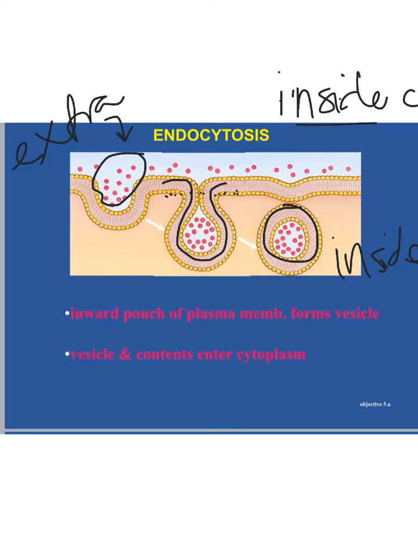Once they're inside the cell, they can break out and do whatever it is we need them to do inside the cell. This is ATP requiring. It does require ATP in order to do this, but it's an effective strategy when we want to move a whole bunch of molecules across the cell.